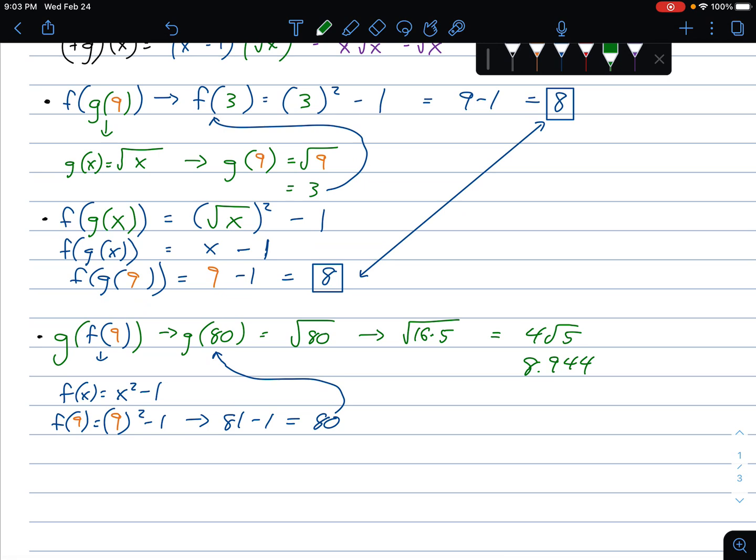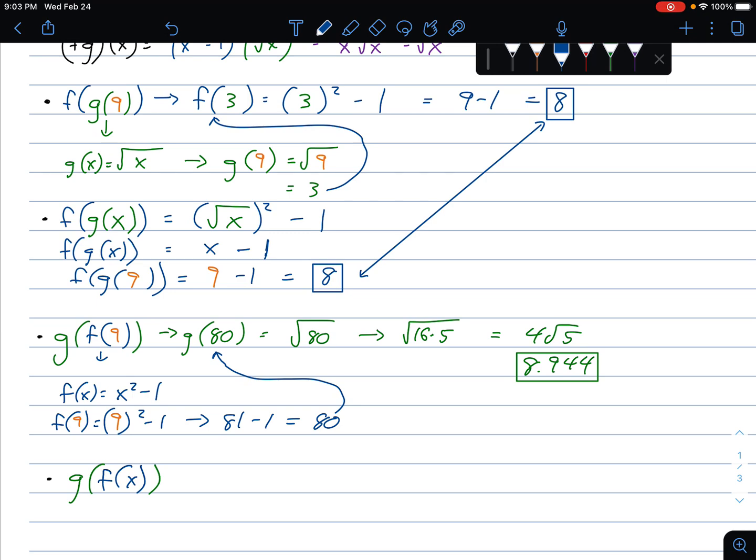Okay, well, again, let's say I want to generalize it. So I know I get 8.944. Well, let's see what happens if I kind of generalize it like we did up here. So instead of saying I'm going to plug in 9 to f, get a result, then plug that into g, let's work to get our generalized composition, which would be solve it with x, plug it in, see what we get, and then go from there.